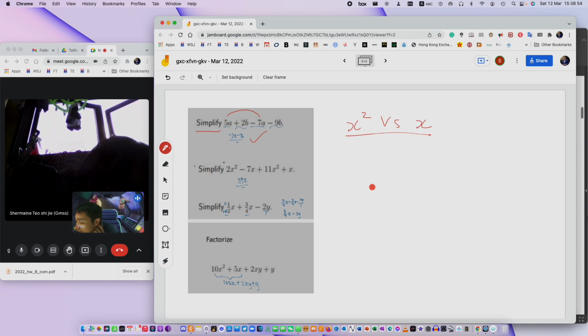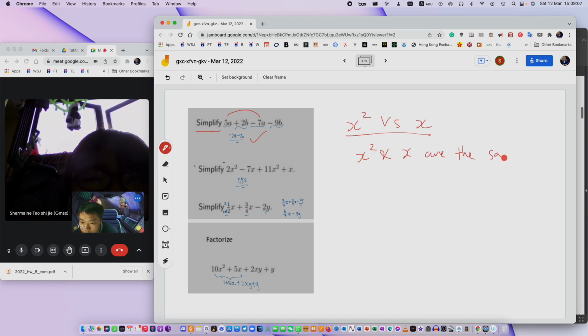You should be looking at slide 3. Yeah, I'm looking at slide 3. So you are saying x squared and x is the same? Are you saying that? No? If they are not the same, then you should treat them differently. Then what are you waiting for now?